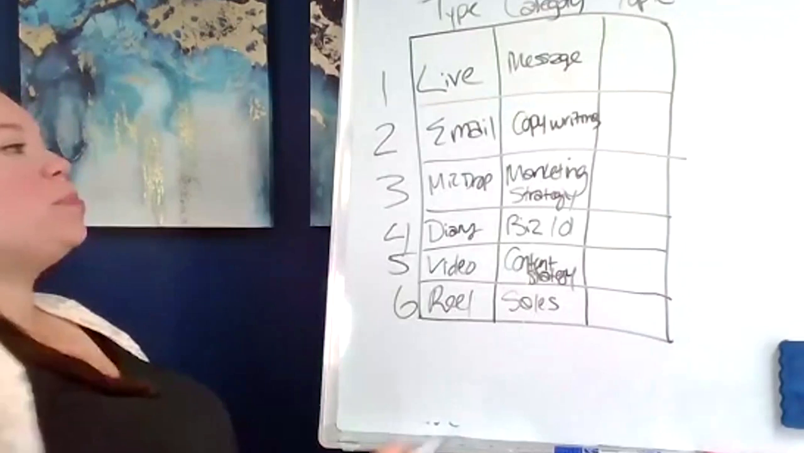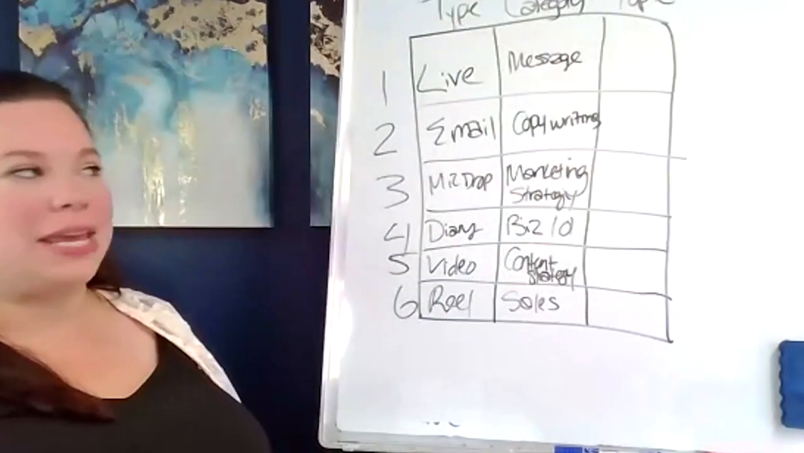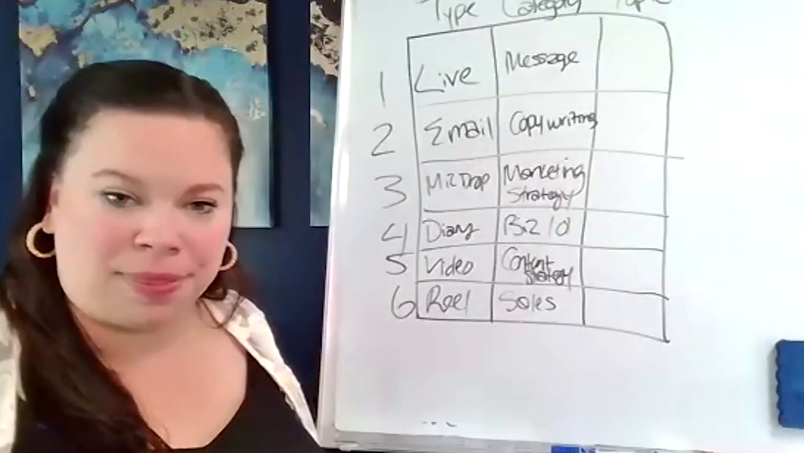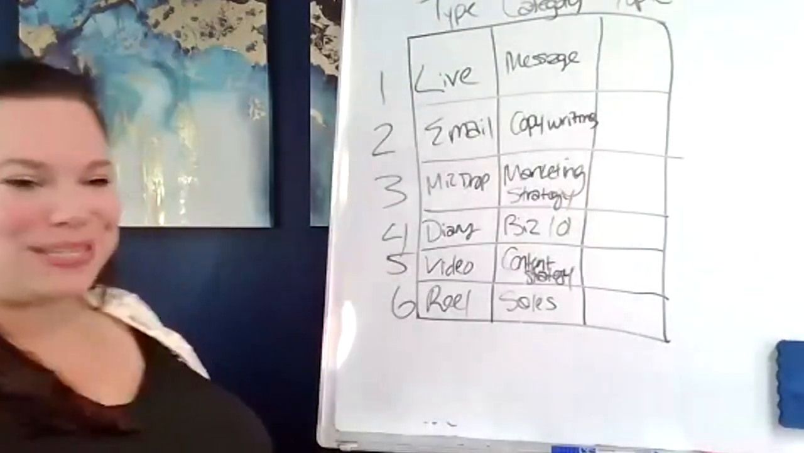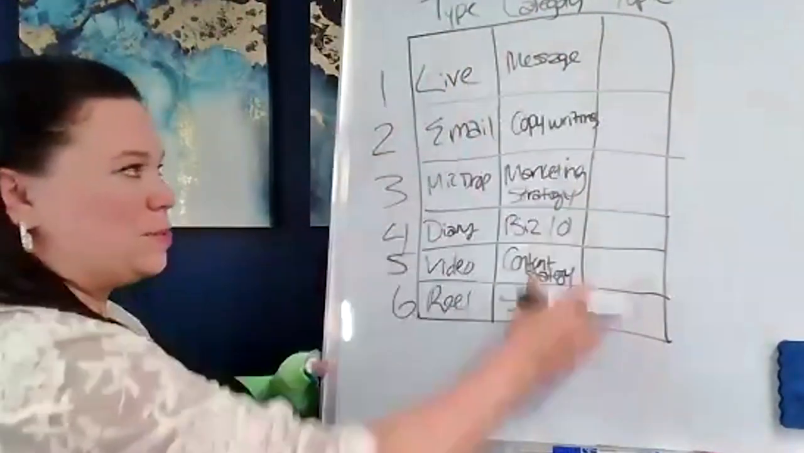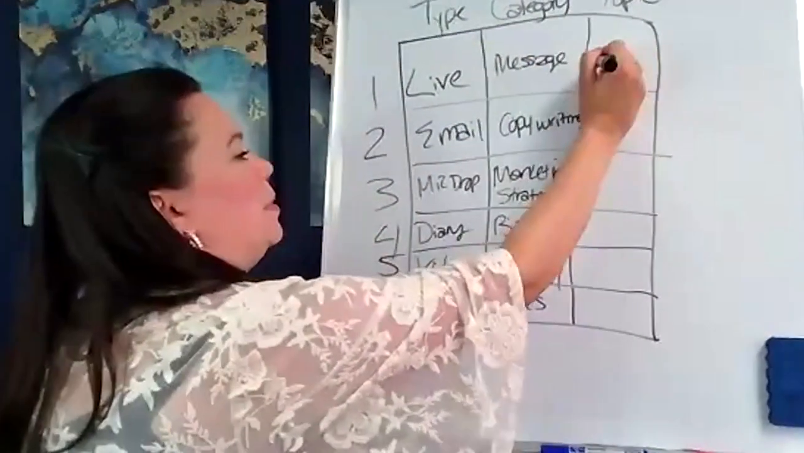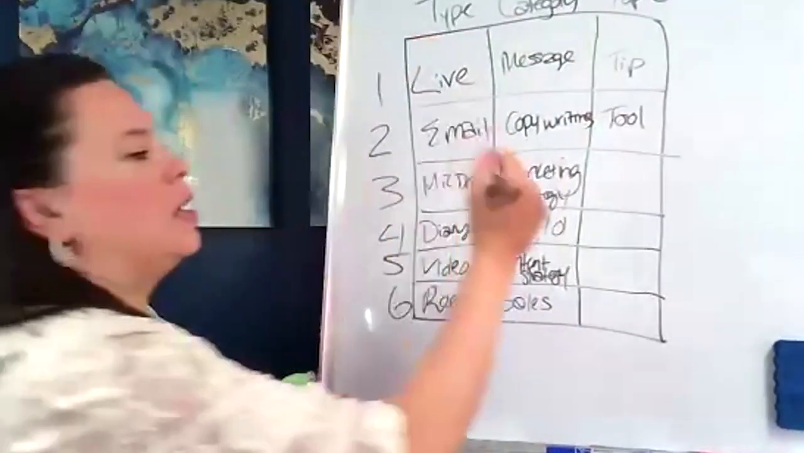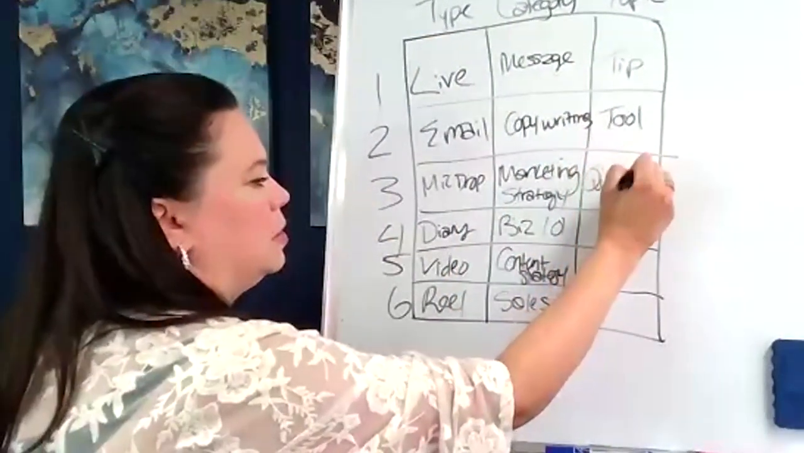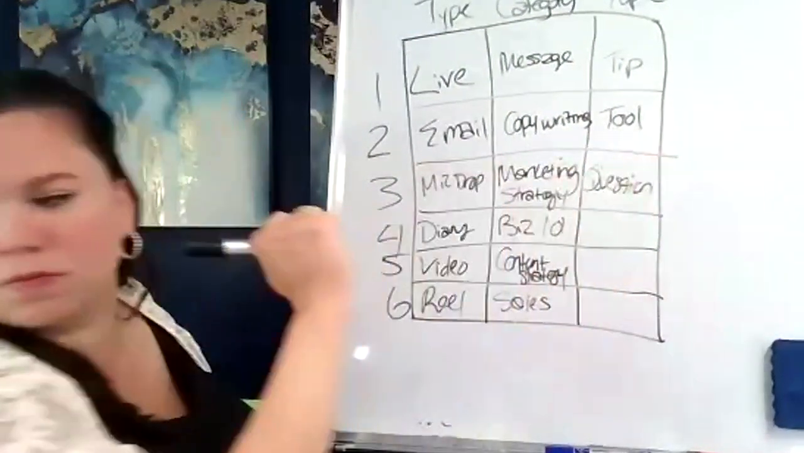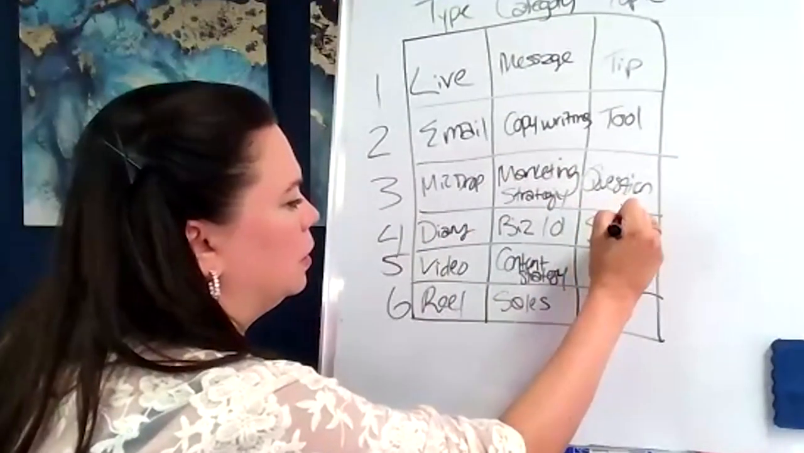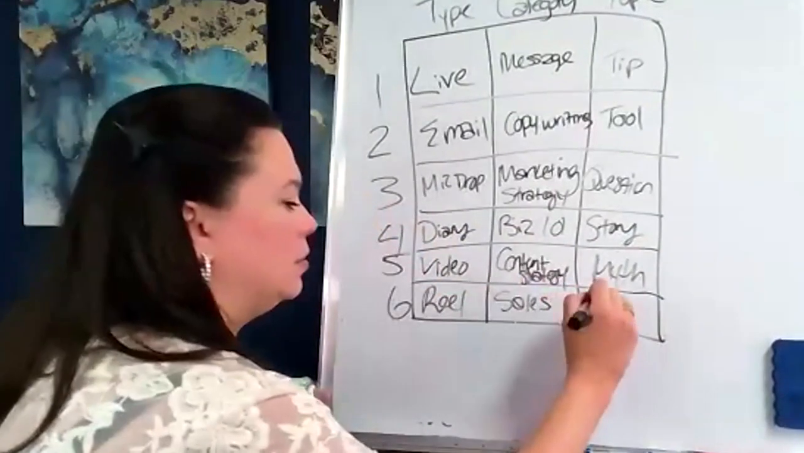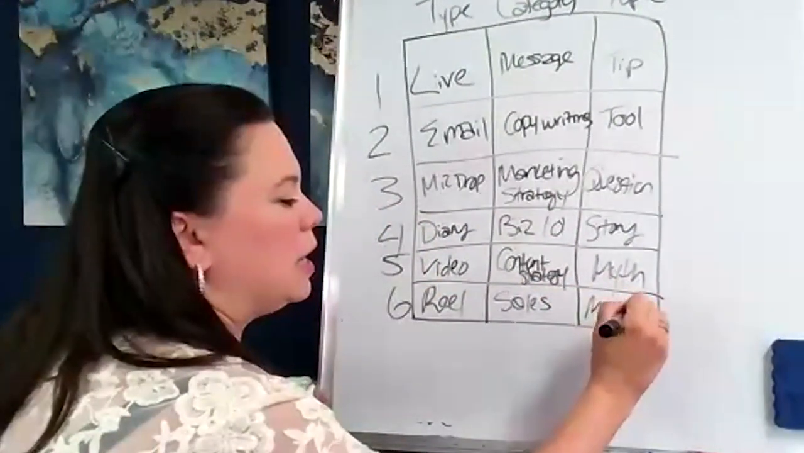Okay, so once you put your categories in, the next thing you're going to do is the same for everyone. You can't get this part wrong. Everyone's going to put this in for all these boxes. So here's what you're going to write: tip, tool, question, story, myth, mistake.